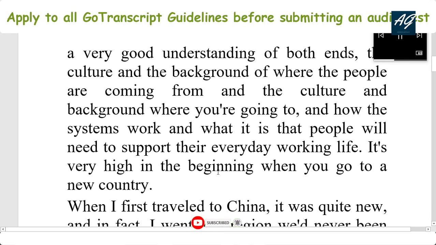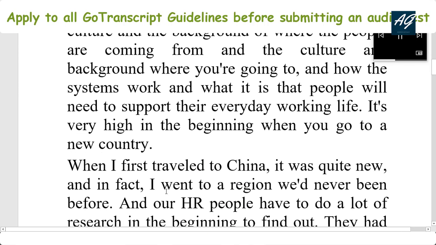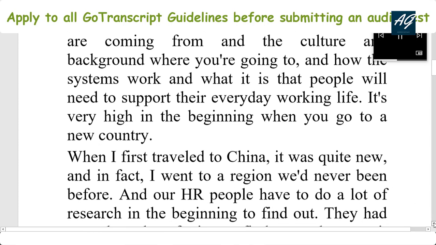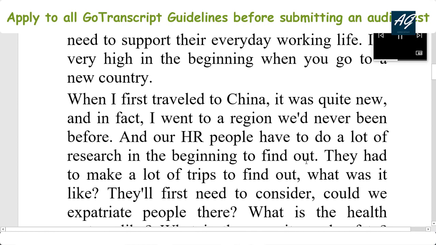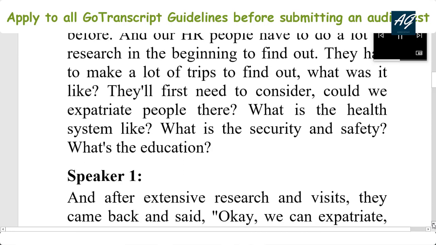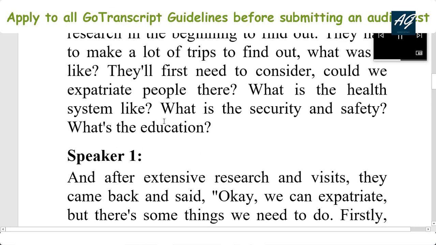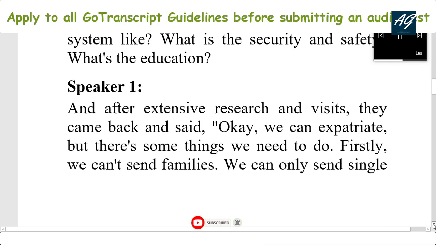When you go to a new country, when I first traveled to China, it was quite new for me. And in fact, I went to a region we'd never been before. And our HR people had to do a lot of research in the beginning to find out. They had to make a lot of trips to find out what was it like. Firstly to consider, could we expatriate people there? What is the health system like? What is the security and safety? What's the education? And after extensive research and visits, they came back and said, okay, we can expatriate, but there's some things we need to do.